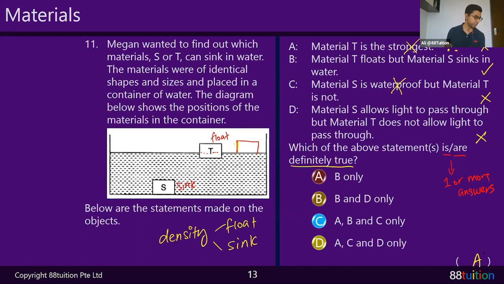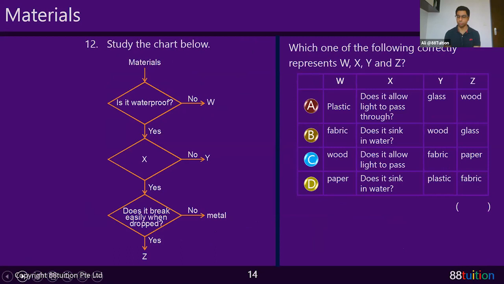Study the chart below and which of the following correctly represents W, X, Y, Z. Now this is back to a classification chart. Even fungi and bacteria last week, we had this type of chart. Be rest assured, guys and girls, this type of flow chart will occur in any topic, be it diversity, cycles, or any of the themes in the science textbook.